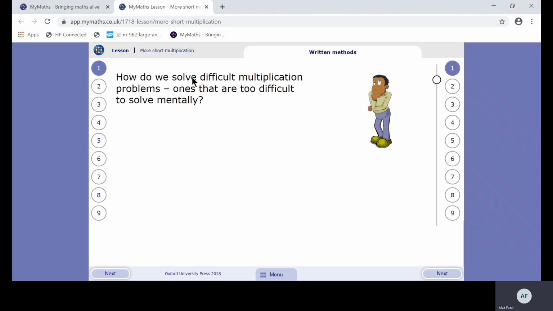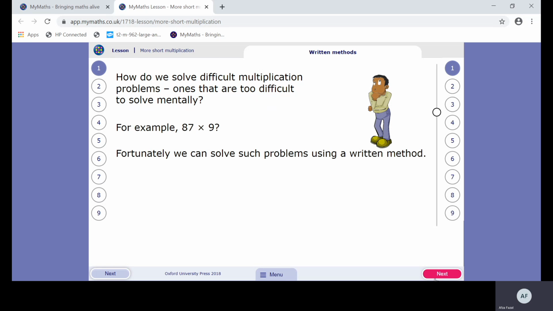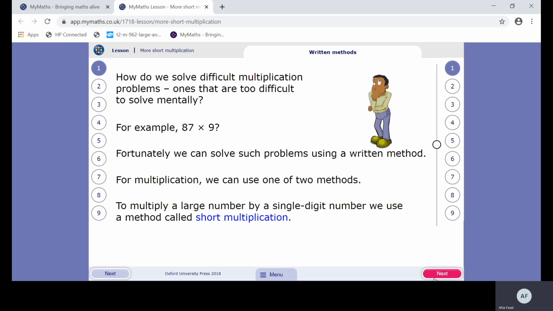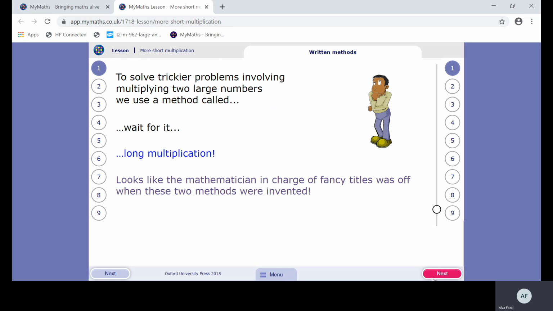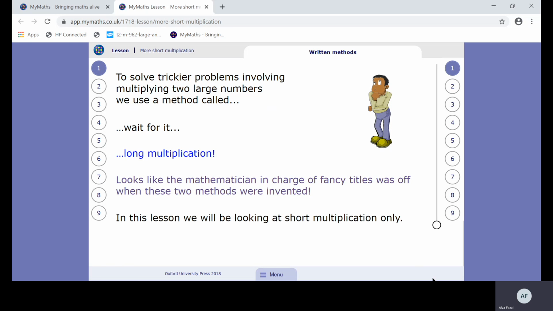So how do you solve difficult multiplication problems, ones that are too difficult to solve mentally? For example, 87 times 9. Fortunately, we can solve such problems using a written method. For multiplication, we can use one of two methods. To multiply a large number by a single digit, we use a method called short multiplication. To solve trickier problems involving multiplying two larger numbers, we can use a method called long multiplication. Looks like the mathematician in charge of fancy titles was off when these two methods were invented. In this lesson, we'll be looking at short multiplication only.